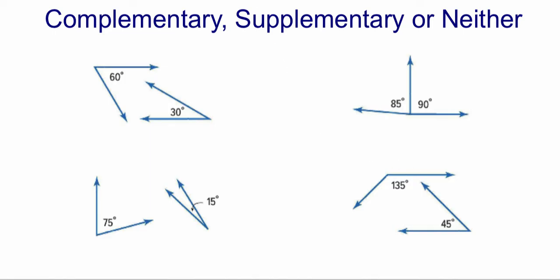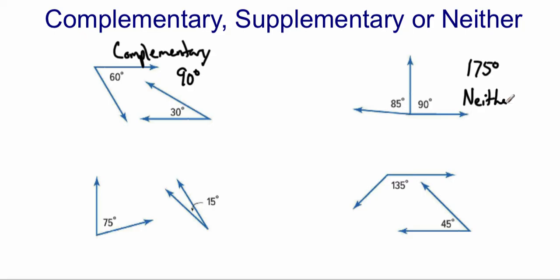So let's put it to use. Really all we're looking at is what do they add up to be, and do they hit one of those magic targets. So 60 and 30. Notice they're not drawn together, so we don't know what they look like together, but we know what they add up to be. 60 plus 30 is 90, so that means it's a complementary pair of angles. Here I have 85 plus 90. 85 plus 90 is 175 degrees. It's not 90, it's not 180, so we would say this one is neither. Doesn't hit either one of those magic numbers.